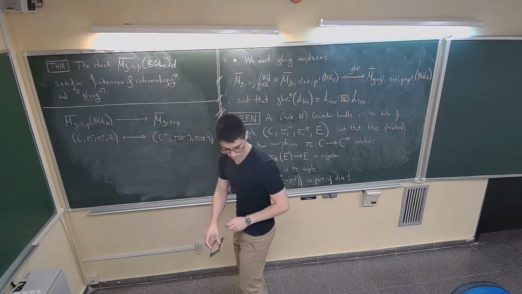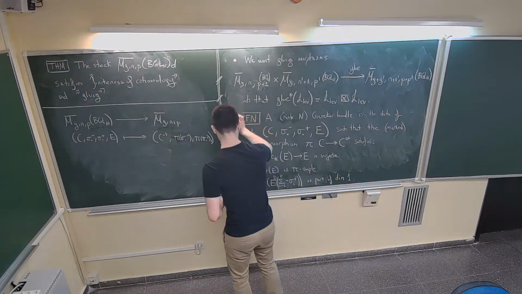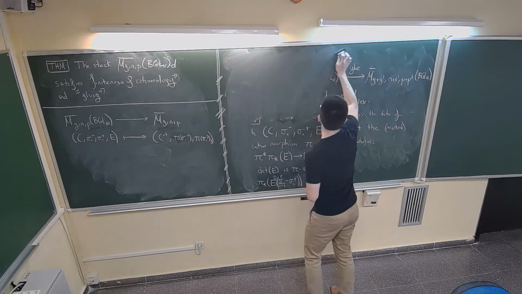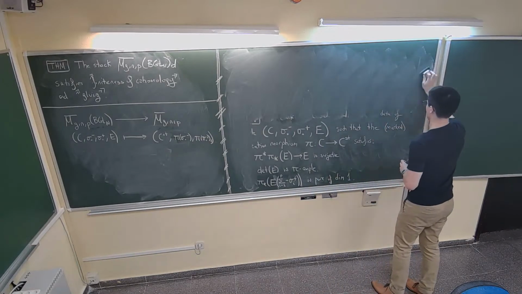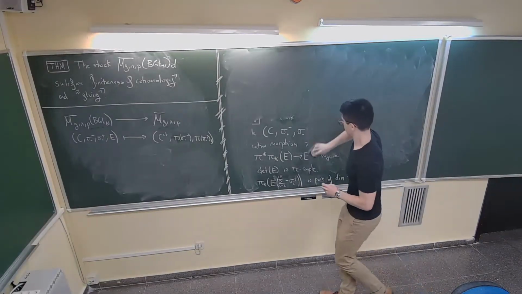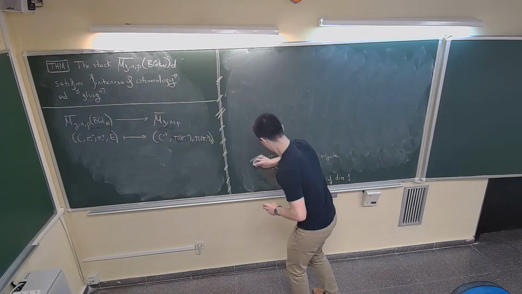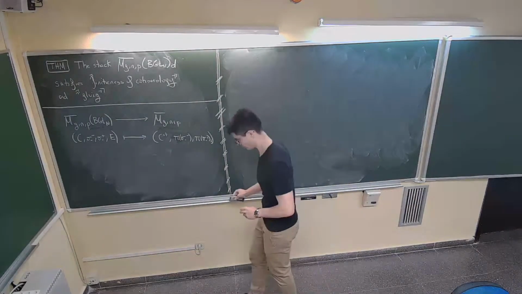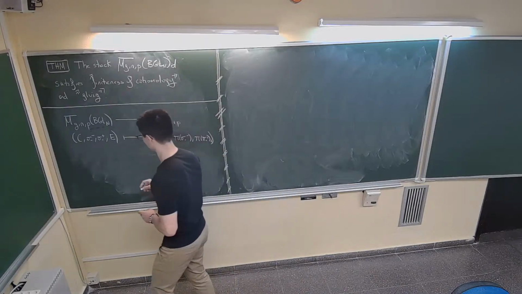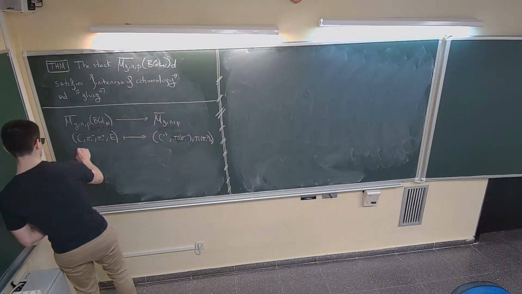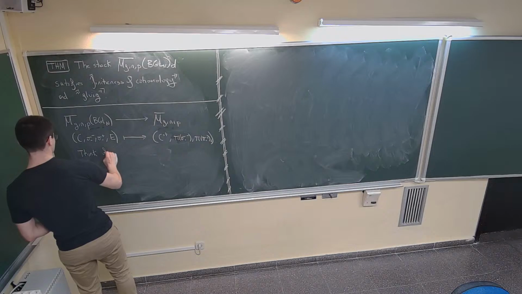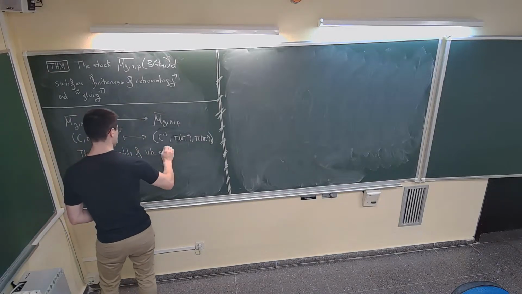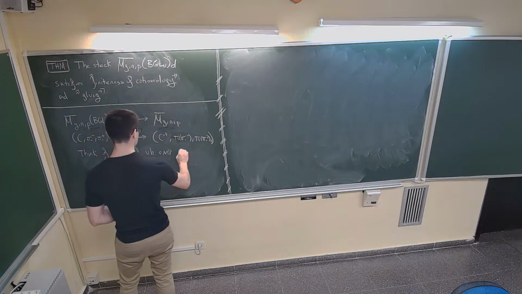So how does this look? Let me give you the simplest case. Let's consider n equal to 1. So think of moduli of vector bundles over stable curves.